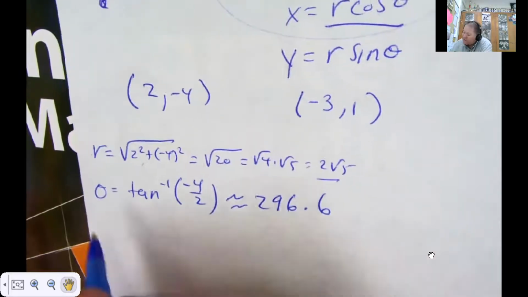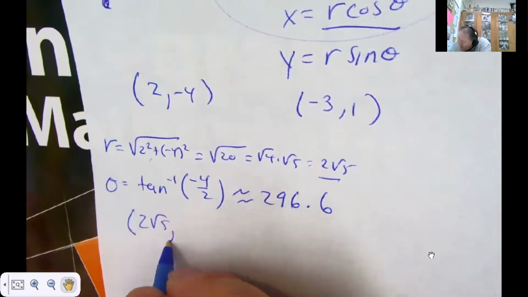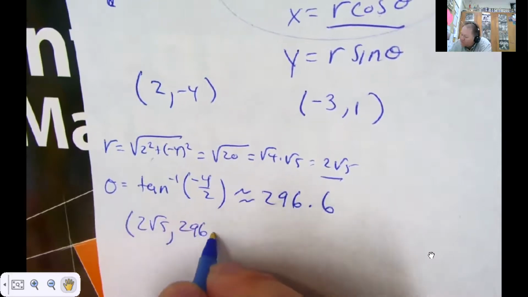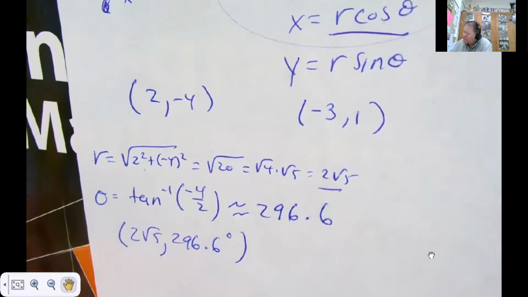Well, remember, it's got to be listed as an ordered pair. It's r, which is 2 root 5, comma, 296.6 degrees. Okay, now let's do this one.